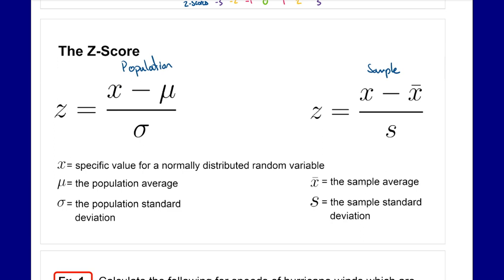To find the Z-score, you take a specific value from a normally distributed random variable, subtract the mean from it, and then divide by the standard deviation. Regardless of whether you're looking at a sample or a population, that is what you're going to be doing. The data point or value minus the mean, divided by the standard deviation, will give us our Z-score.